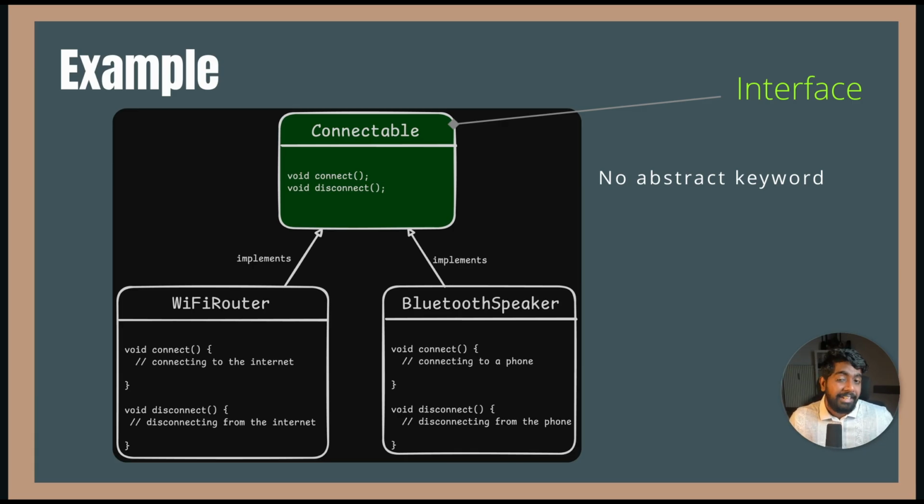Now we have different classes. We want to implement this particular connectable ability in these two classes. As soon as you mark a class that is going to implement an interface, that means that class must provide implementations for all the methods defined inside that interface. In this case, you can see the connect and disconnect methods must be implemented inside the child class.